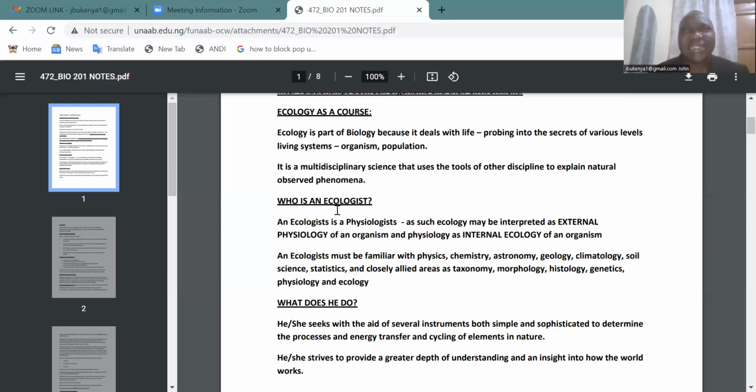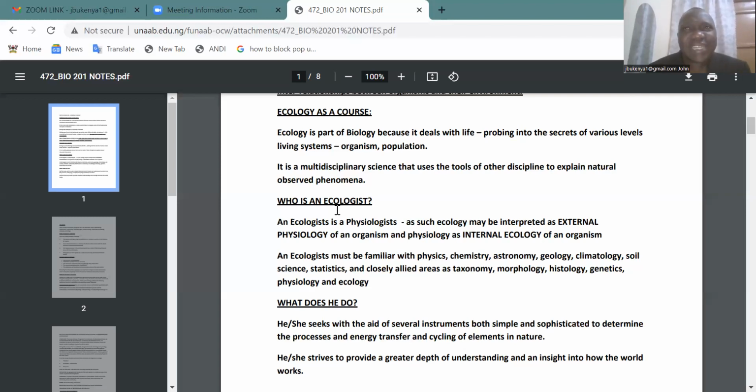So if you are investigating how environmental conditions such as temperature, water, pH, soil pH for example, salinity or salt concentration, affect plant life, how they affect the metabolic processes or physiological processes within a plant or within an animal, that branch of ecology is called physiological ecology.